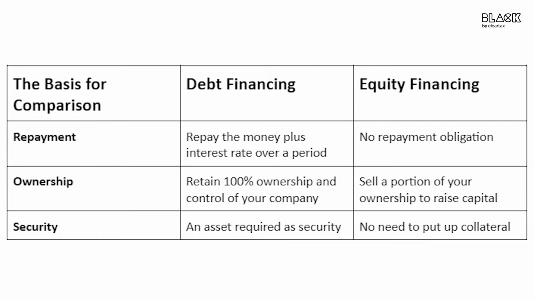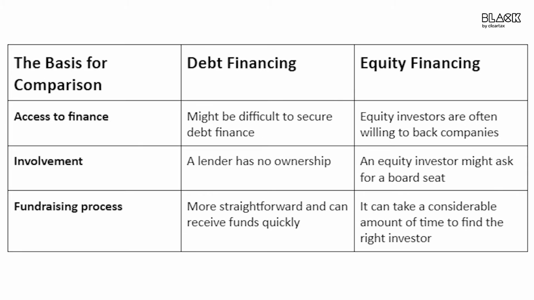Thirdly, security. A lender may ask the borrower to pledge an asset as security for the loan, such as a property or equipment. If the borrower can't repay the loan, the lender may claim the asset to get their money back. However, with equity finance, you don't need to put up the collateral. Fourthly, access to finance. If you are a startup with no trading history or physical assets and don't want to use personal security, you might find it difficult to secure debt finance, at least from the traditional lenders. Equity investors are often willing to back companies that are considered too high risk by many debt finance providers.